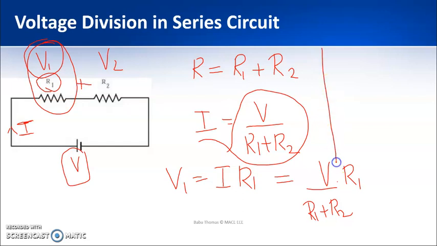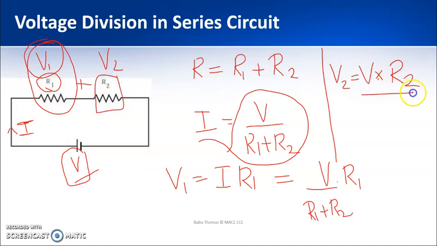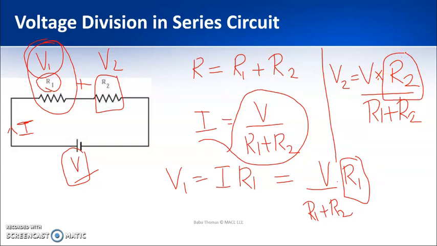In a similar fashion we can write V2 equal to the total voltage V into the corresponding resistance R2 divided by R1 plus R2. So this is the voltage division rule. For the voltage division rule, along with the total voltage, we are taking that respective resistance R1 itself, or the respective resistance R2 itself, for which we are calculating the voltage drop.